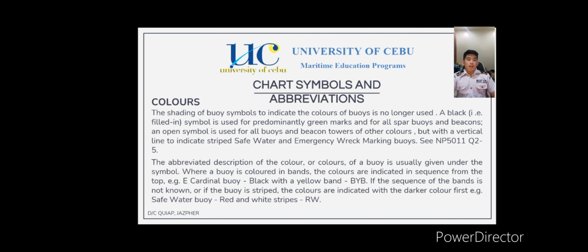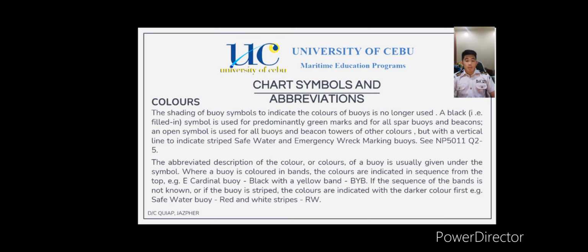And last, colors. The shading of buoy symbols to indicate the colors of the buoy is no longer used. A black symbol is used for predominantly green marks and for all spar buoys and beacons. An open symbol is used for all buoys and beacon towers of other colors, but the vertical line is used to indicate safe water and emergency wreck marking buoys.